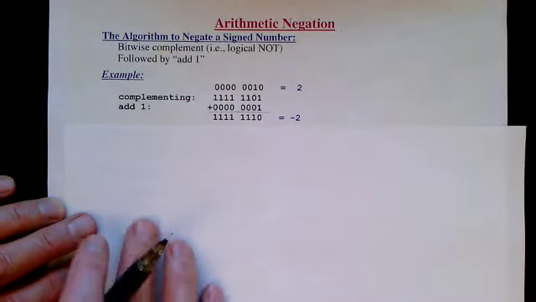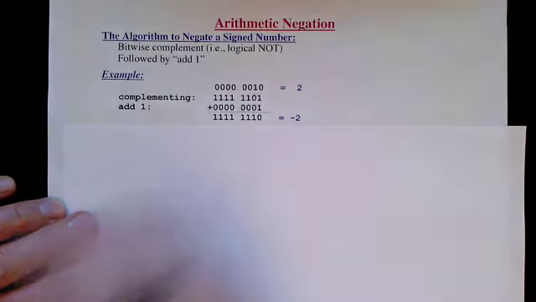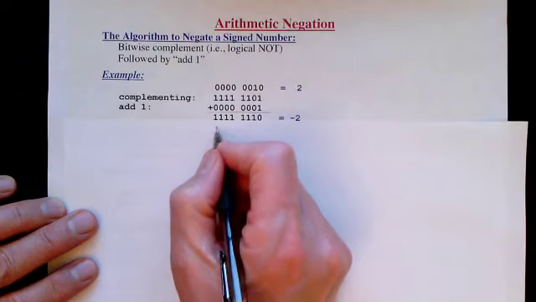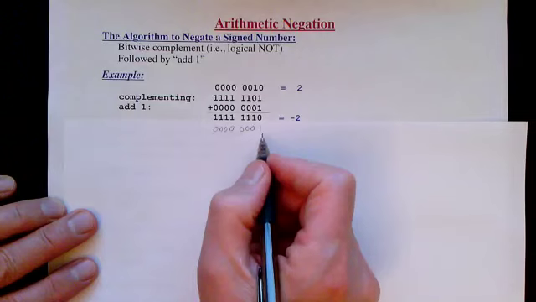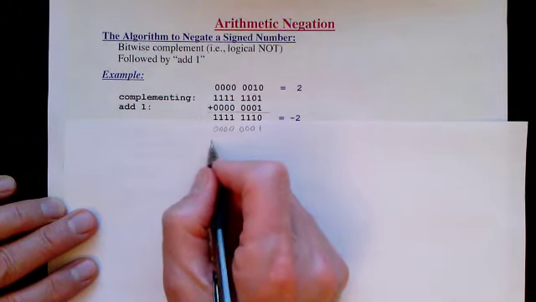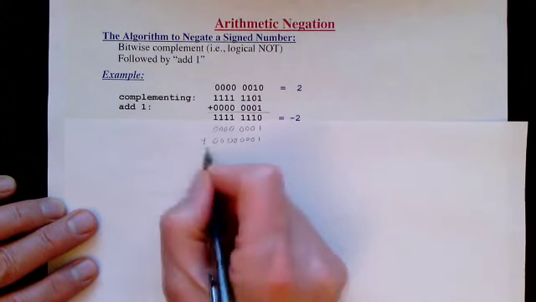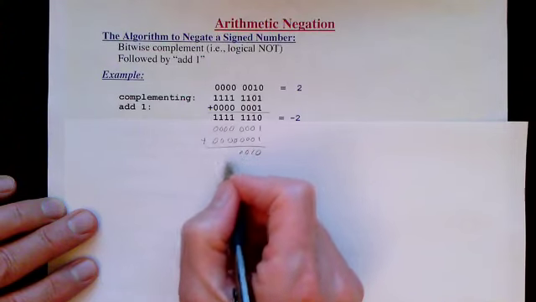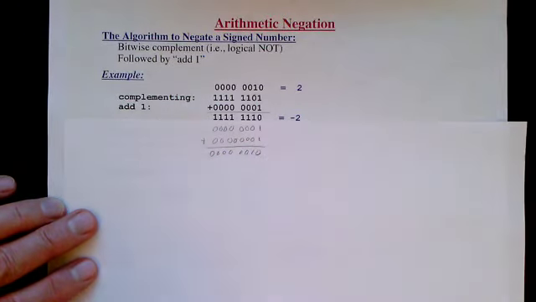And it works in the reverse way as well. So let's take this number and take it backwards. So we'll start by complementing the bits, okay, and we get this. And then we add 1. Okay, 1 plus 1 is 2, exactly as we expect. So it works both directions.